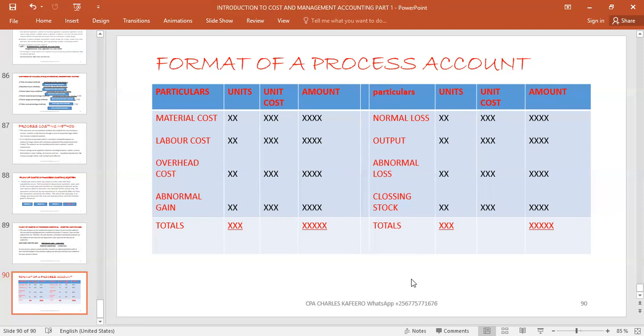So that's how this looks like. And the reason why we are putting closing stock and output is, one, that you may find that we have some closing stock that was at a certain degree of completion. Those ones we shall see them, the likes of equivalent production, when we go ahead with this.